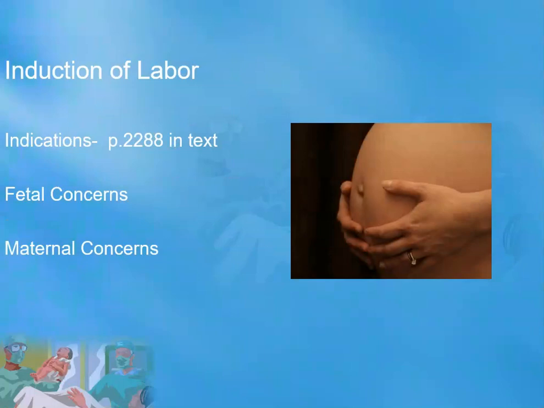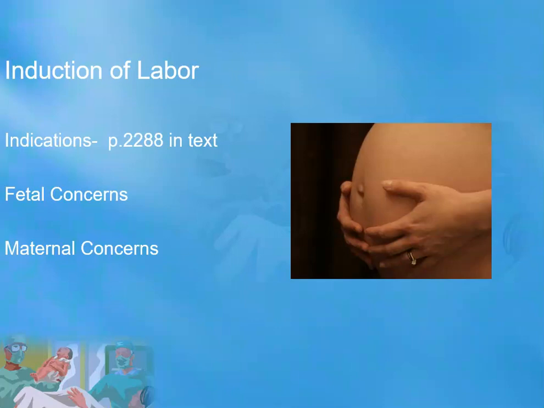So, induction of labor, indications. I'm not sure if this is the right page number because I did change the page number. Let's see. Actually, the indications would be on page 2309 instead of 2288 in the text. There is a page number change. I will have this changed on the handout for you, but for right now, just refer to 2309 in the text for indications.